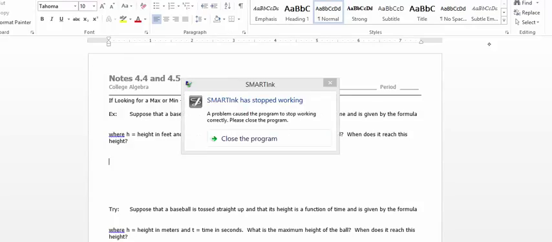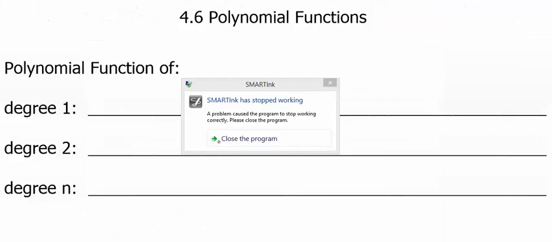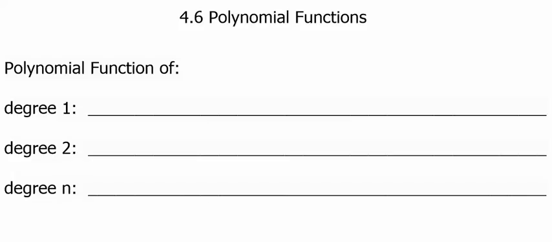Linear functions, yikes. So sorry about that. Linear functions are degree 1 functions, and they are in the form f of x equals a sub 1. Now, a sub 1 is just a coefficient of x to the first power. And then we add a constant, which would be a sub 0.